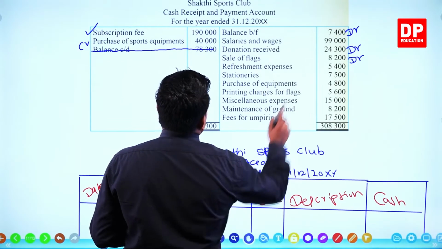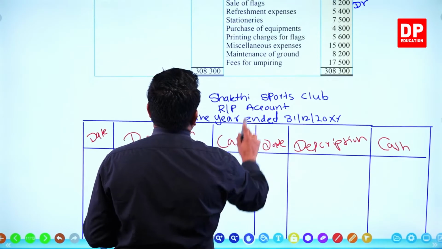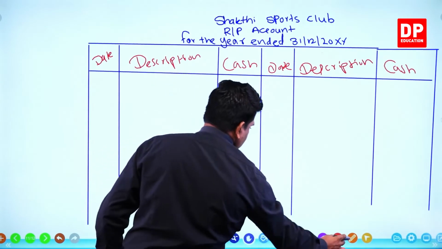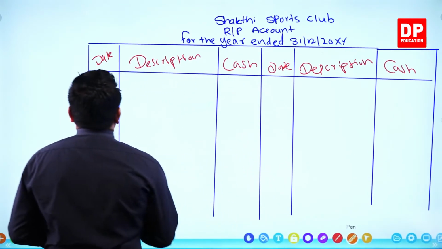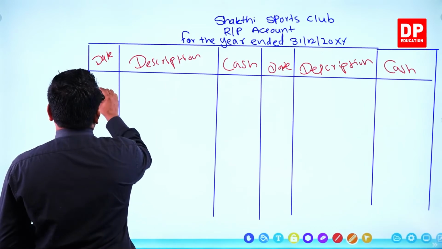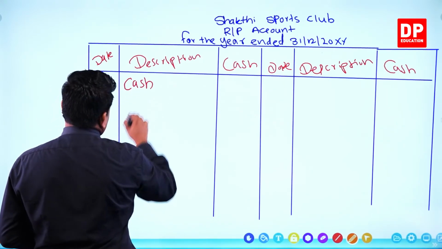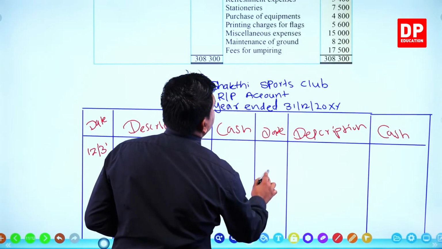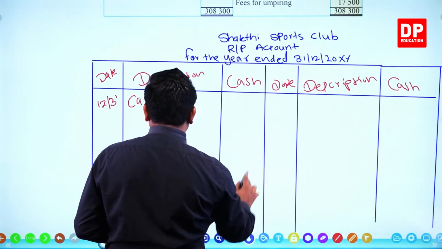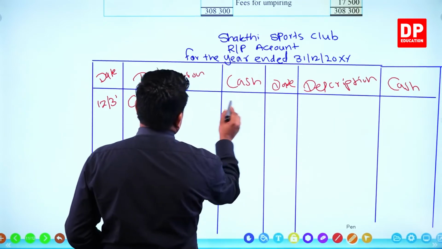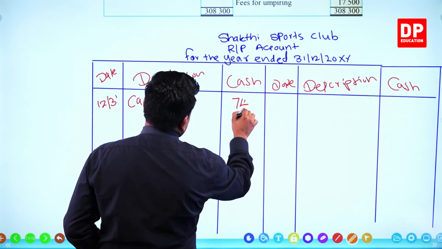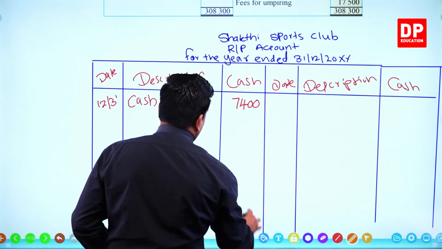Cash balance, debit 7,400. You put it here, right? 12/31st. Cash. How much? I forget. So that's why I want to see it again. 7,400. It should come debit. Okay. Now we go to the here.